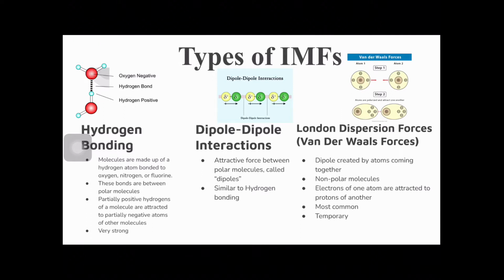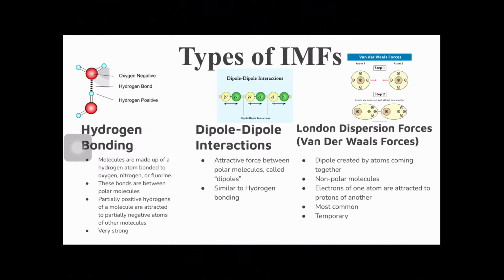Hydrogen bonding occurs when molecules are made up of a hydrogen atom bonded to oxygen, nitrogen, or fluorine, all three of which are very electronegative. The electrons in the molecules are drawn away from the hydrogen to the electronegative atom, making the hydrogen partially positive and the electronegative atom partially negative, and creating a polar molecule. The hydrogen bonds are the bonds between these polar molecules.